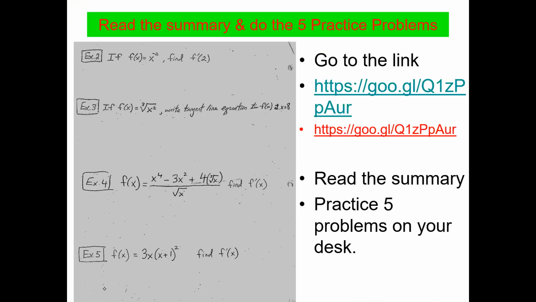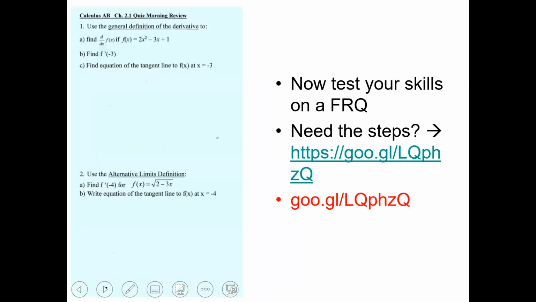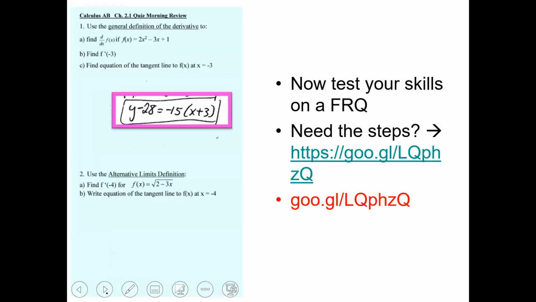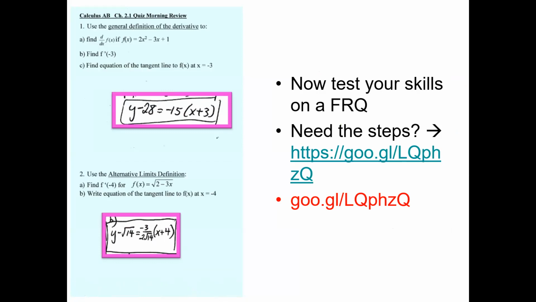And then these are the 5 examples and the 5 practice problems of the constant rule and the power rule. I would suggest you practice with these examples. And then if you're ready to check your work, I have the answer and steps right here, capital Q, capital P, capital A. And here are your 2 answers for the free response questions.